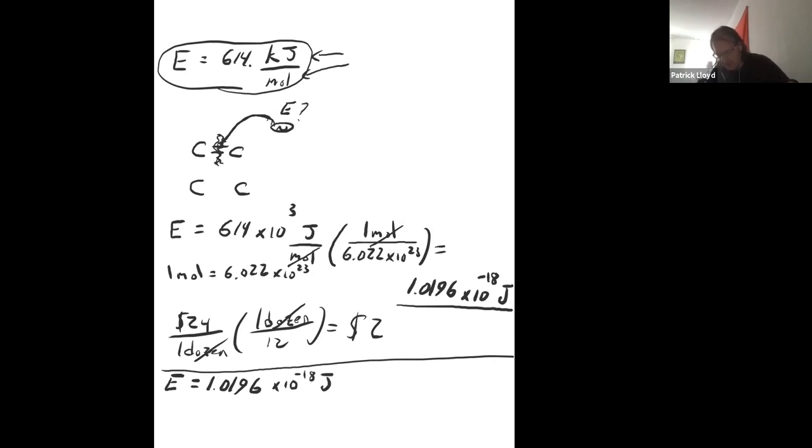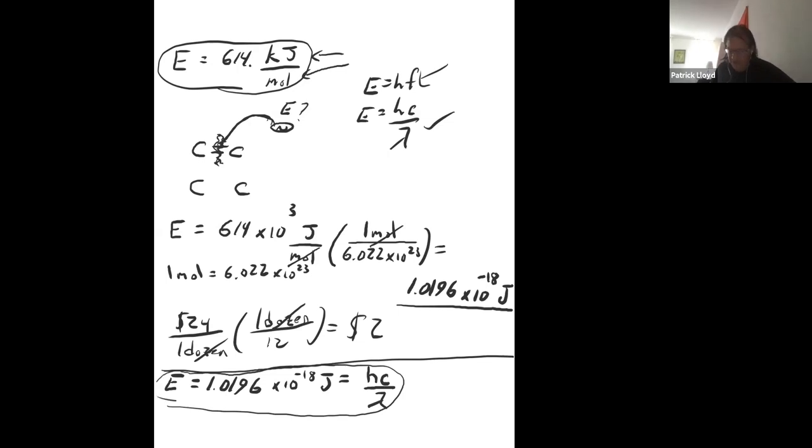And that is equal to hc over lambda. Now, why didn't I put hf? The question was, what's the wavelength in nanometers? Not what's the frequency, but what's the wavelength? So use the second one. If they asked for the frequency, you would use that one. Does that make sense?